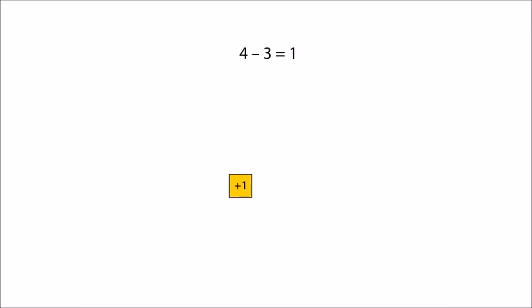We can remove tiles to represent a subtraction. For the subtraction 4 subtract 3, we start with 4 +1 tiles. We then remove 3 tiles to leave 1 +1 tile, representing a solution of +1.